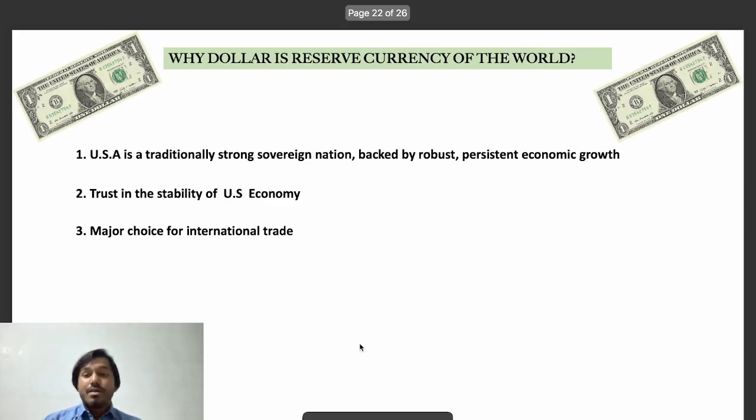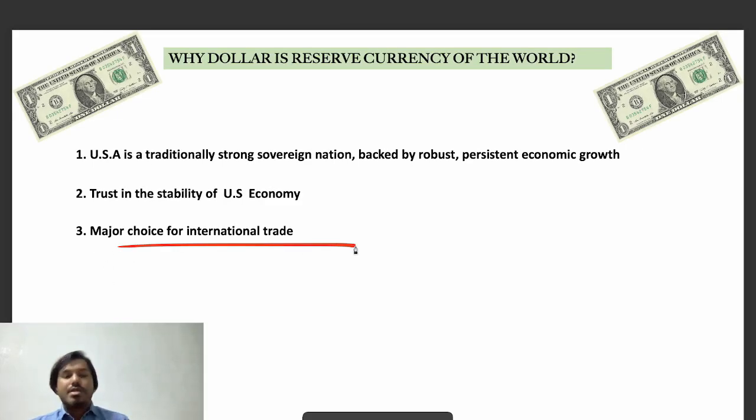And here the third point is the major choice for international trade. Still the dollar is a major choice for international trade. If China wants to trade with India, they trade in dollars because they might not trust each other's currencies. Any countries, Pakistan, India, they don't trust each other's currencies, but they trust the dollar. So the dollar is still the major choice for international trade.